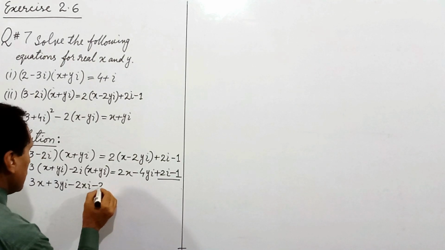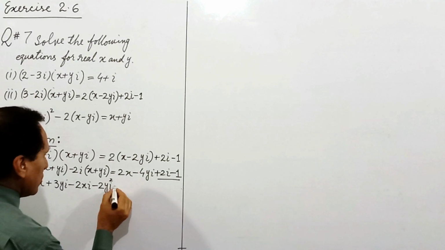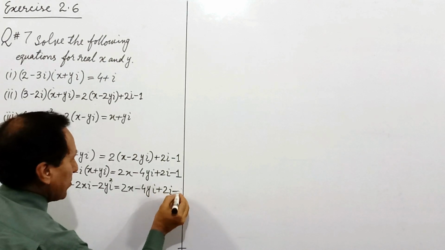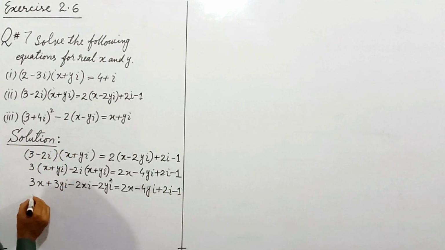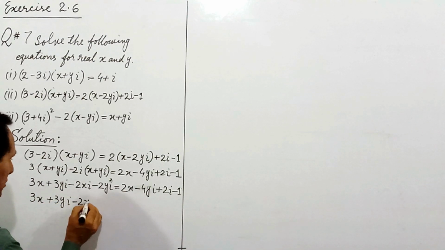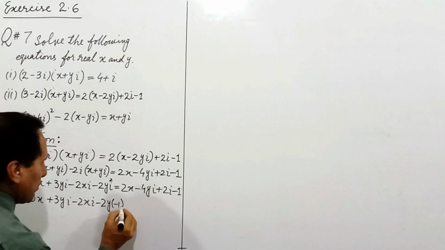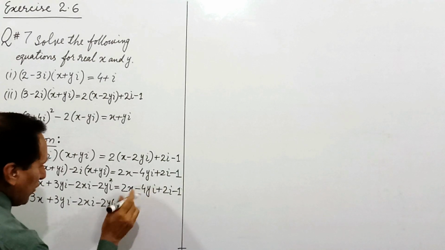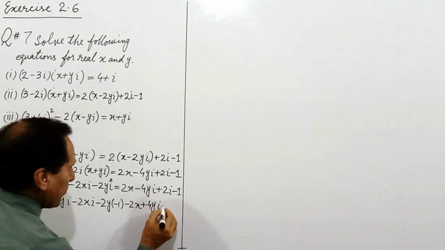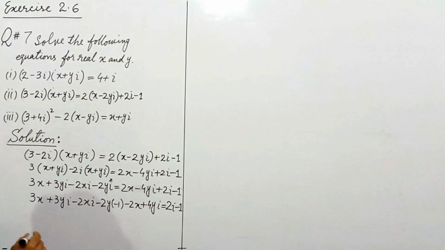On the left hand side, 3 times x is 3x, plus 3yi, minus 2xi, minus 2yi times i squared, equal to 2x minus 4yi plus 2i minus 1. On the left hand side we have 3x plus 3yi minus 2xi plus 2y, putting the value of i squared that is minus 1. We take these two values to the left hand side, they become minus 2x plus 4yi, and only the simple complex number 2i minus 1 is left on the right hand side.